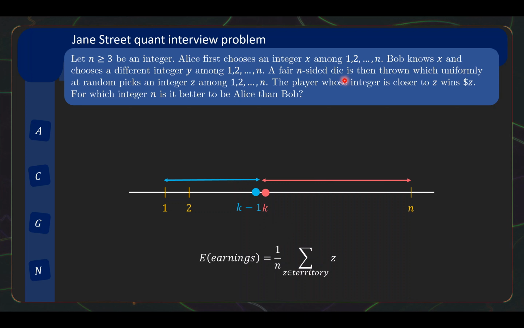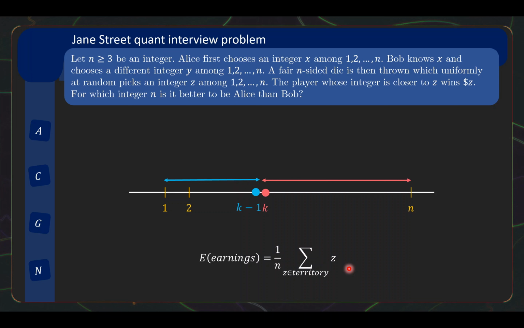Now the die will have a 1 over n chance of landing on any of the numbers. And if it lands outside your territory, you get $0. But if it lands in your territory, you get the corresponding z dollars. So this is why the expected earnings is basically related to the sum of the numbers in your territory. So Bob can do this and then evaluate whether to take the left side or the right side.